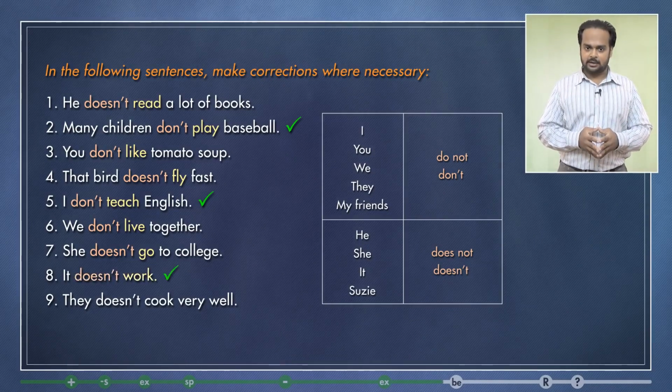Number 8 is correct. It doesn't work. Finally, number 9 is wrong. For they, you need don't. So they don't cook very well.